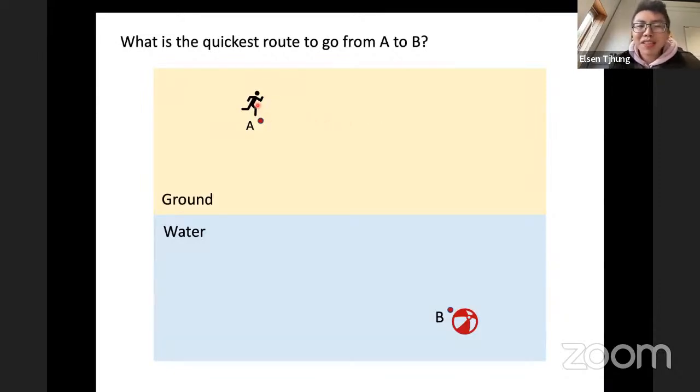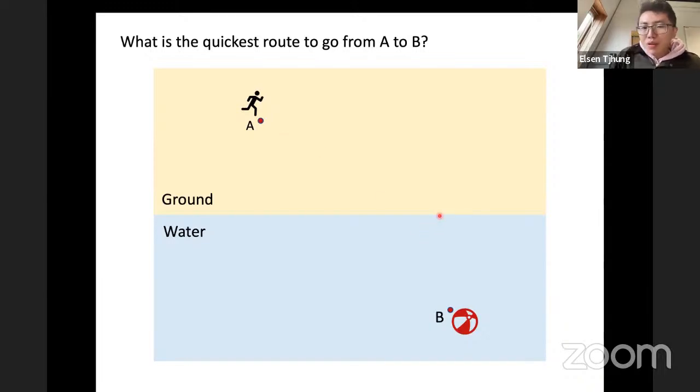Let's imagine that you are standing on the beach. Let's suppose that you are standing at this position, point A, and then you see a beach ball on the other side of the water, and you want to find the quickest route to go from A to B. Remember that half of this side is ground and half of the other side is seawater. So you have to run and also swim in order to go from A to B. And you want to calculate the quickest route to go from A to B.